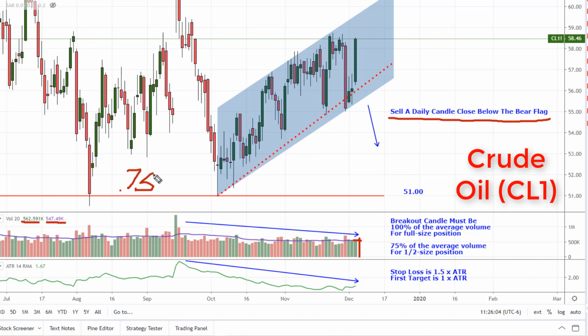You should get 0.75 as a result. If you don't get 0.75, stand aside on the trade. The stop loss will be 1.5 times the ATR. First target will be 1 times the ATR. So again, if this thing breaks down to here, that'll be your entry point just ahead of the close. You'll look at the ATR, you'll multiply that by 1.5, and you will place your stop loss that distance above the entry, and you'll place your first target 1 ATR below the entry right there.